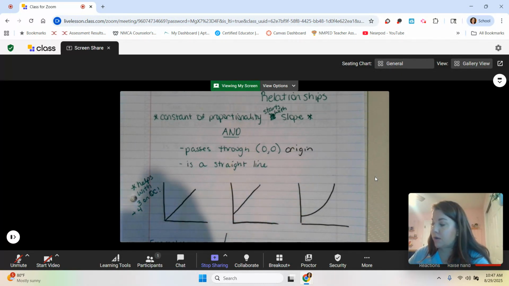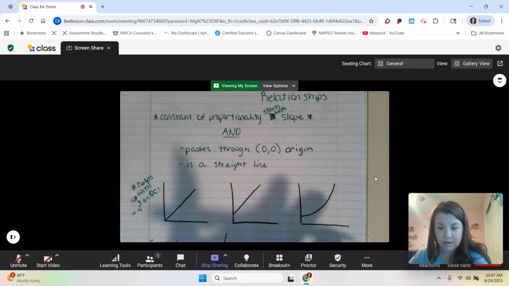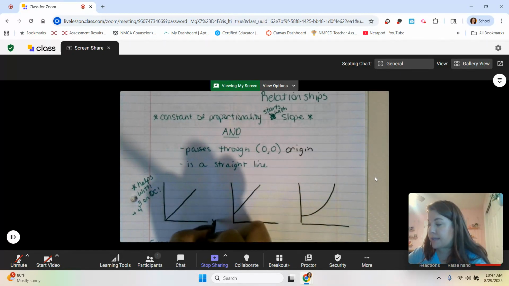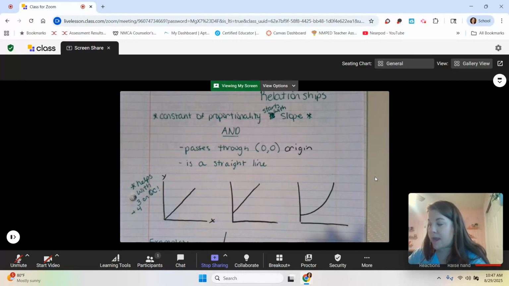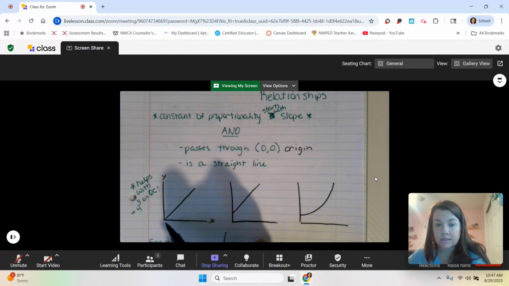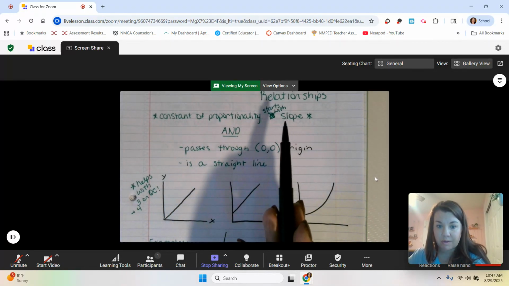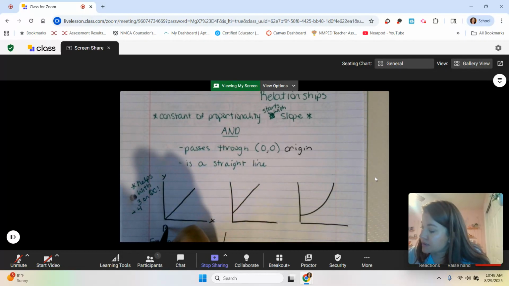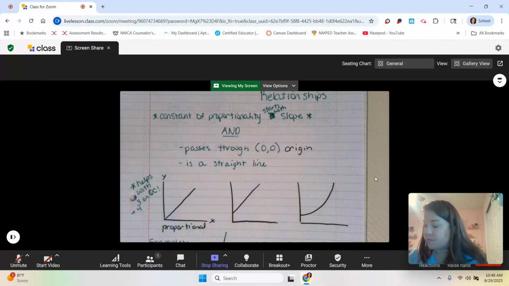Okay? So I have 3 super basic graphs set up for you. This first one, here's my x-axis, here's my y-axis, right? Well, this one right here, it's a straight line, which means I could find a slope from it. And it passes through (0, 0). So this would be proportional. That one has the ability to have a proportional relationship.